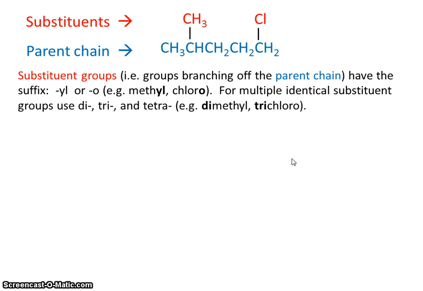Substituents, that is, groups branching off the parent chain, have the suffix "il" or "o". For example, methyl, chloro. This is methyl. It has 1 carbon. This is chloro. For multiple identical substituents, use di, tri, and tetra. For example, dimethyl would indicate 2 methyl groups. Trichloro would indicate 3 chlorines.